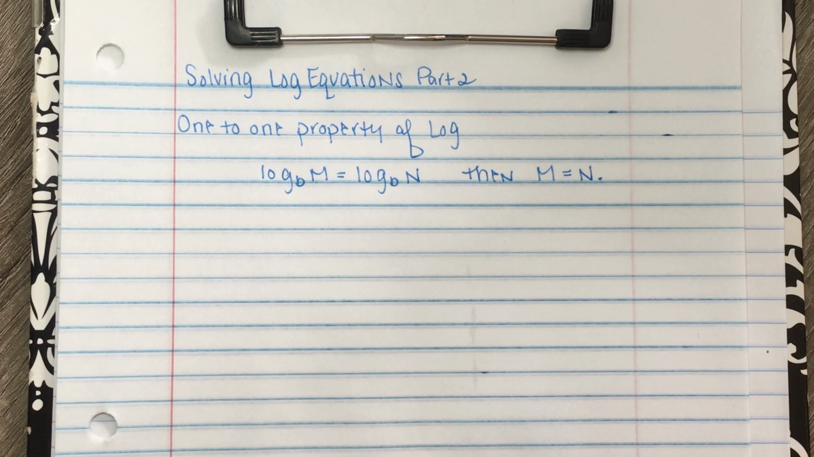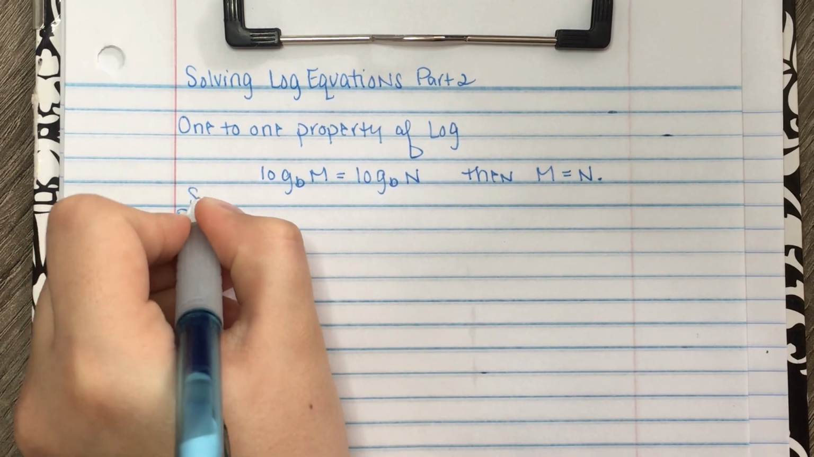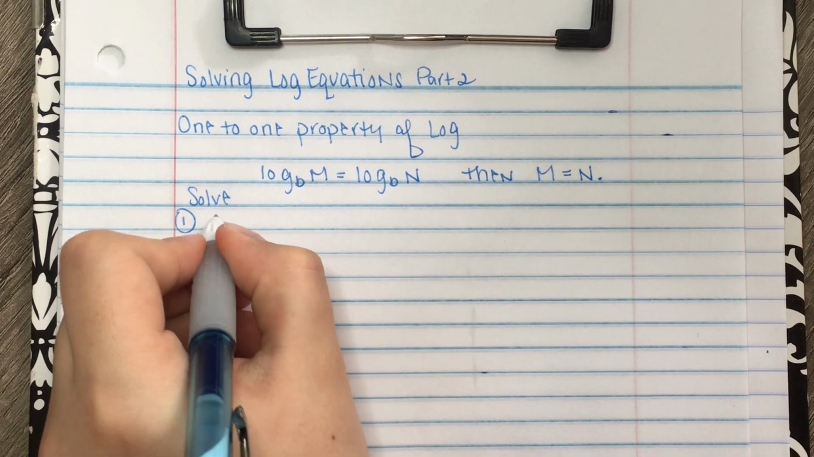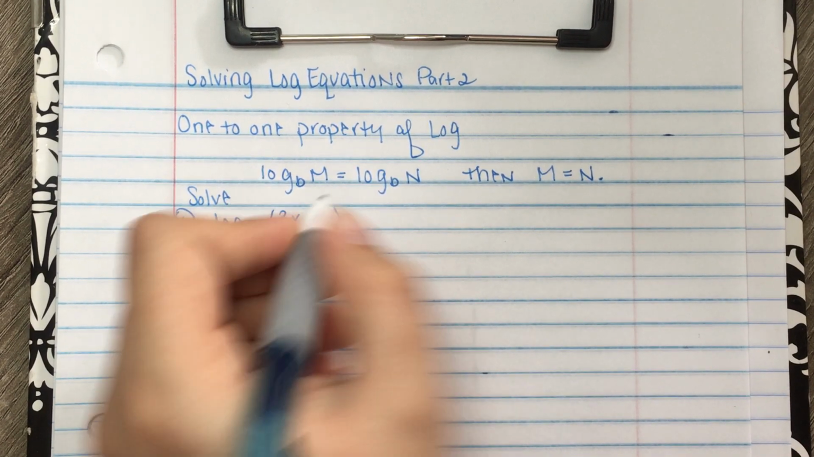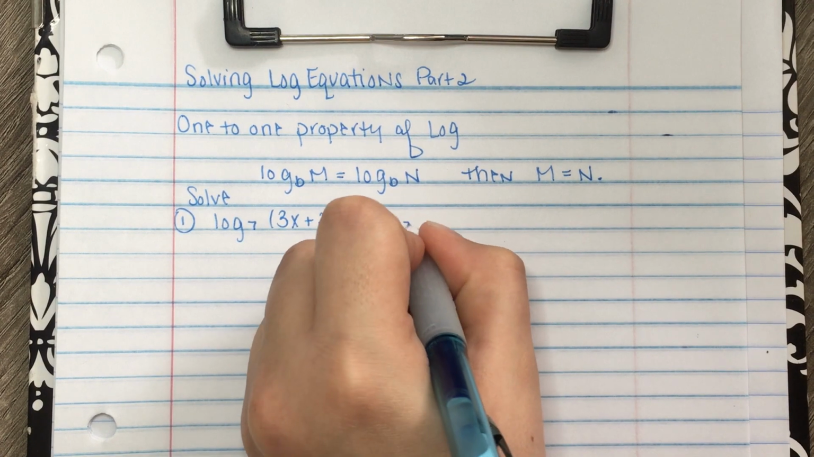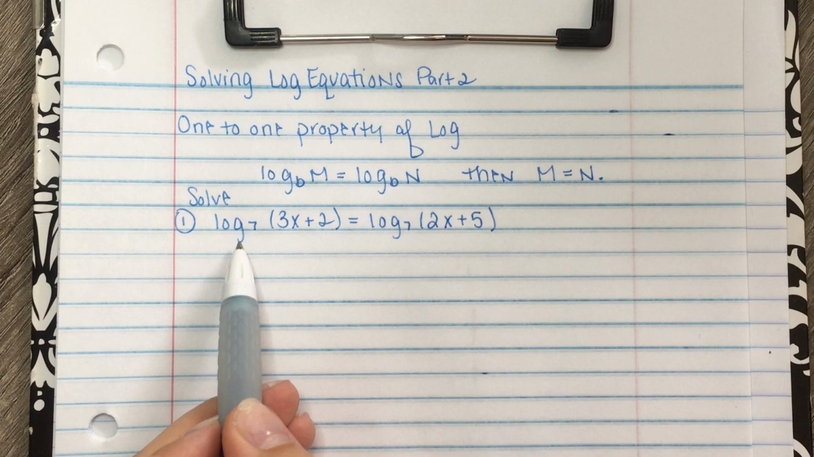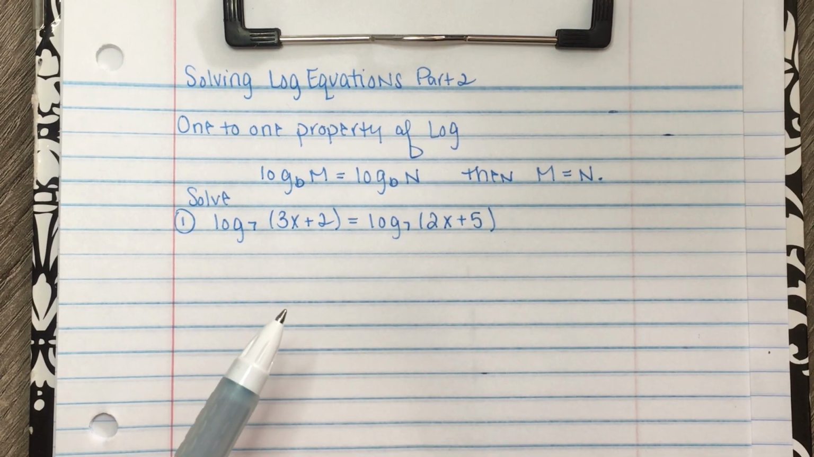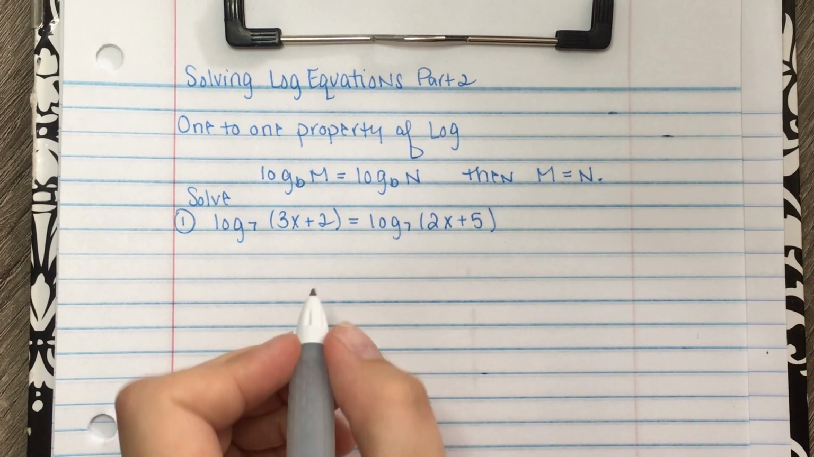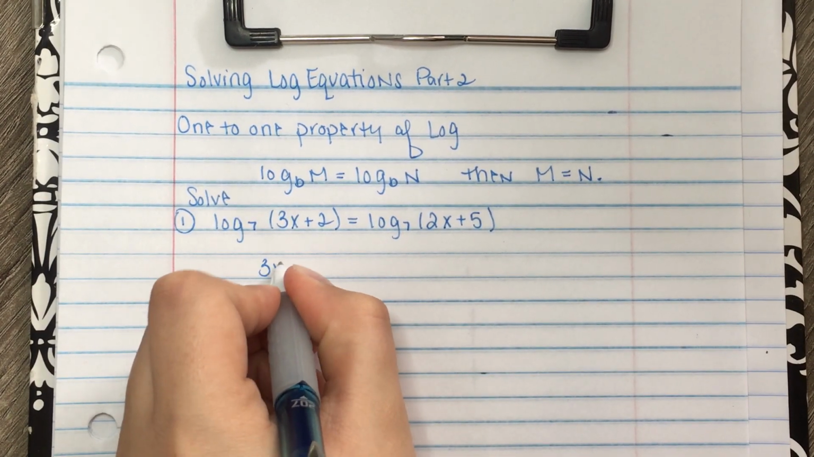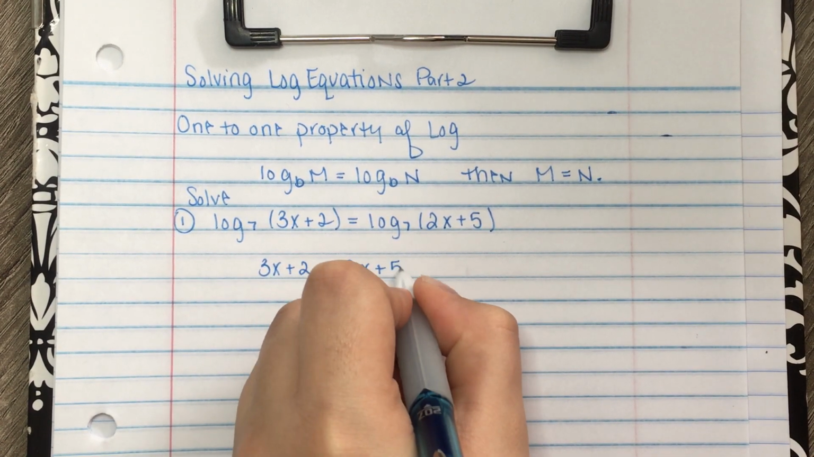It's actually kind of intuitive as well, and we're going to start with number 1. Our goal here is to solve for x. We have log base 7 of 3x plus 2 is equal to log base 7 of 2x plus 5. Here's our one-to-one property in action. We have a log on both sides, they're fully condensed, and they're the same base. So using the one-to-one property, m is equal to n, so 3x plus 2 is equal to 2x plus 5.